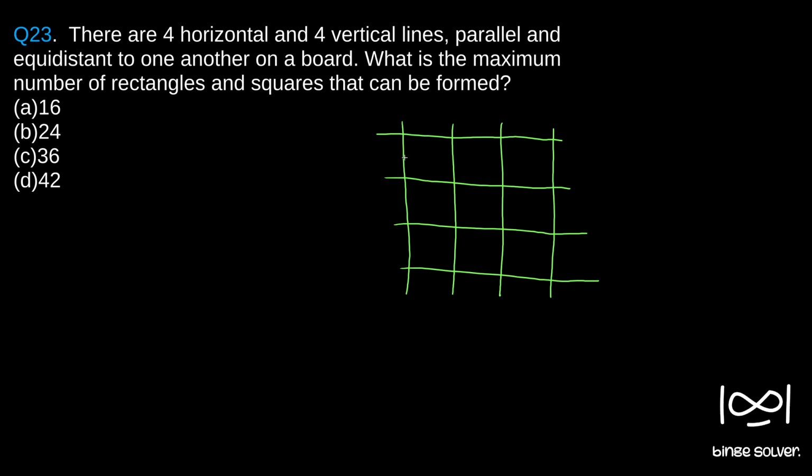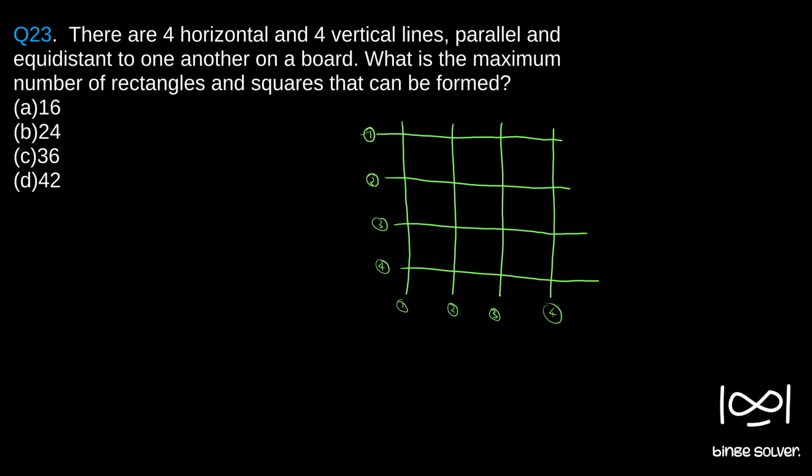So the key idea here is, if you choose any 2 horizontal and vertical lines, so we will just mark 1, 2, 3, 4, and horizontal 1, 2, 3, 4. So pick any 2 horizontal lines and pick any 2 vertical lines. That will form a square or a rectangle. So I'll show you how.